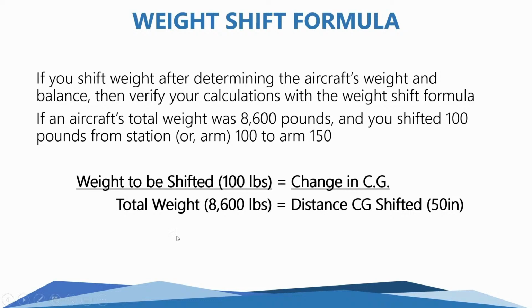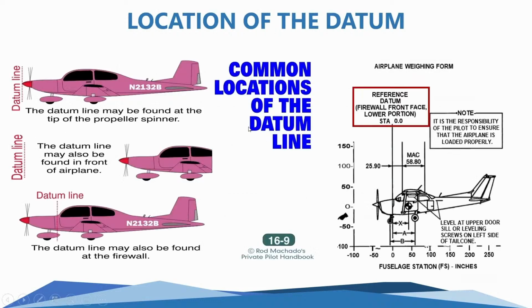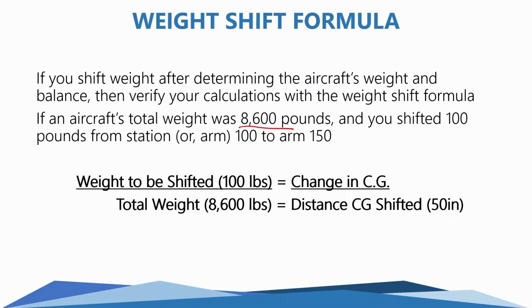So very simply, I'll give you an example here. We have an airplane that weighs 8,600 pounds. That's the total weight of the aircraft. And we want to basically shift something, 100 pounds, from a station or an arm. We're going to talk more about stations and arms here in a second. But essentially what we're doing is moving them from, let's say, the front seat to the back seat. So we're moving them from 100 inches to 150 inches. So essentially we're moving them about 50 inches in a certain direction.